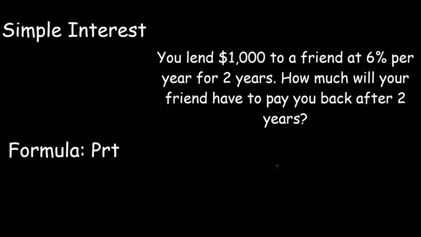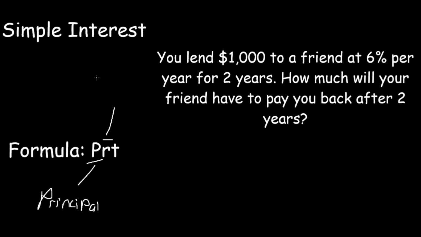So what we're first going to do is look over this formula, PRT, which calculates our simple interest. Now P is our principal amount. Our principal amount is how much money we put into a deposit or take out of a loan. That's our initial amount. And we have our R value, which is how much interest is charged.